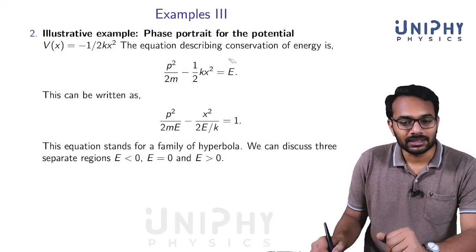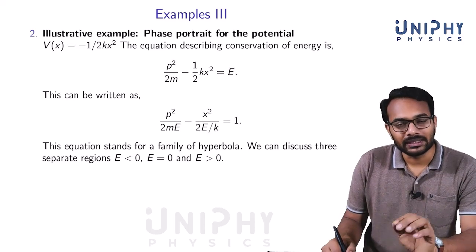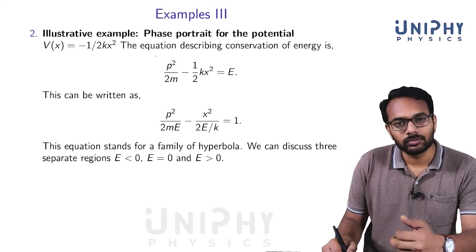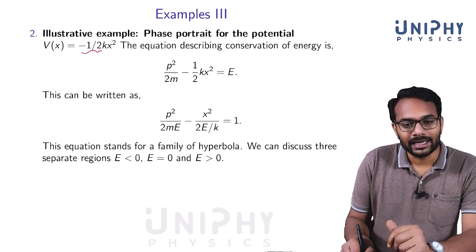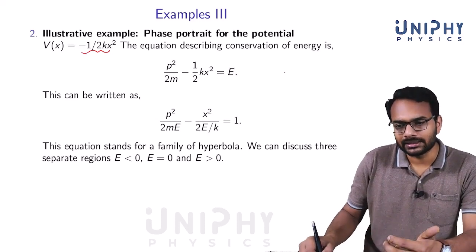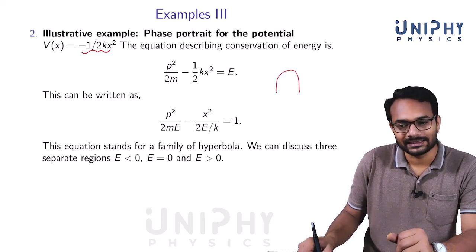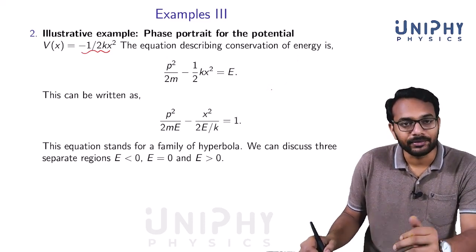I hope you have tried it. We'll go into some detail with this particular example, and the other problems we'll see are similar. So we have v of x equal to minus half kx square. You already know the parabola v of x versus x looks like this. We already know that, but let's imagine we don't know this and try to follow the steps that we outlined.